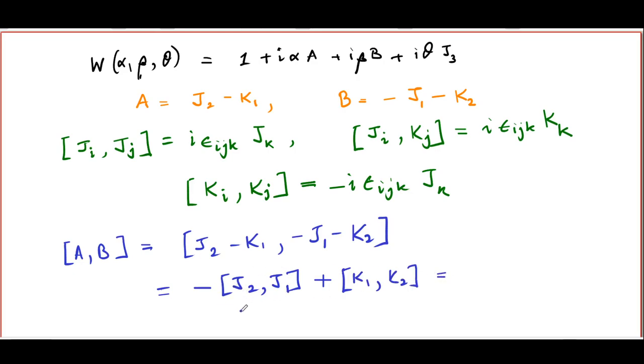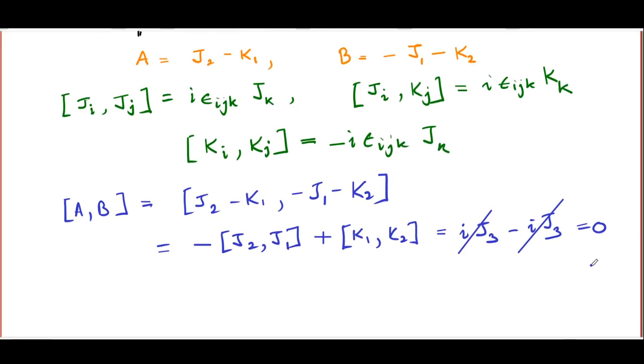Now J2, J1's commutator is actually negative of J1, J2's commutator, which of course is iJ3. Whereas K1, K2's commutator is minus iJ3. So a result that we immediately get is the operators A and B commute. Now given that they generate translations in the plane in the equivalent ISO2 setting, it's rather obvious that A and B should commute with each other. This should not come as a surprise because translations in two different directions, of course, commute.